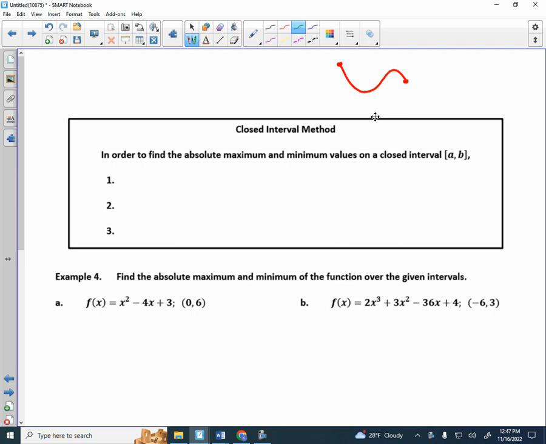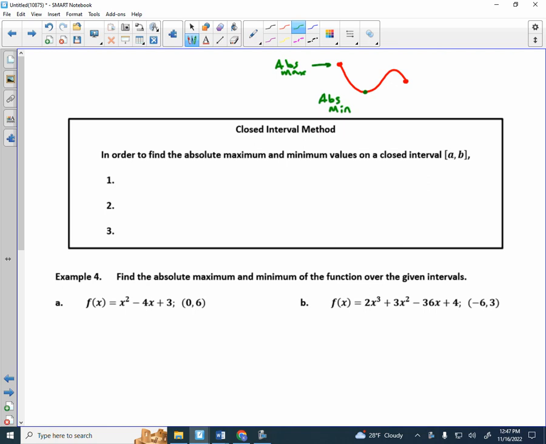And stop. Let's start with the absolute max. You tell me when I get to the absolute max. Yeah, that's the absolute max. Okay? You tell me when I get to the absolute min. Yeah, that's the absolute min. It's the lowest spot on the graph.